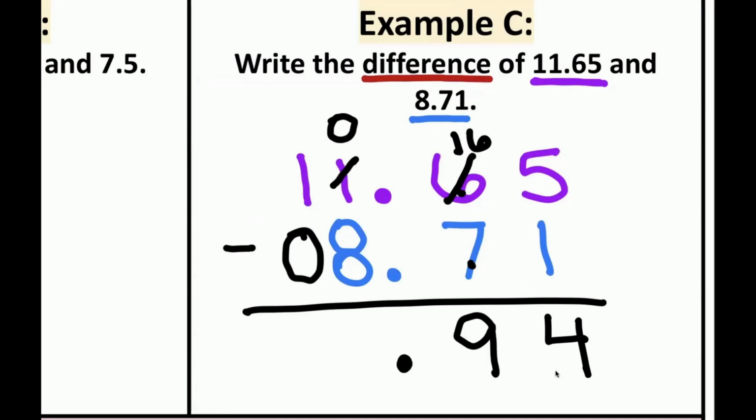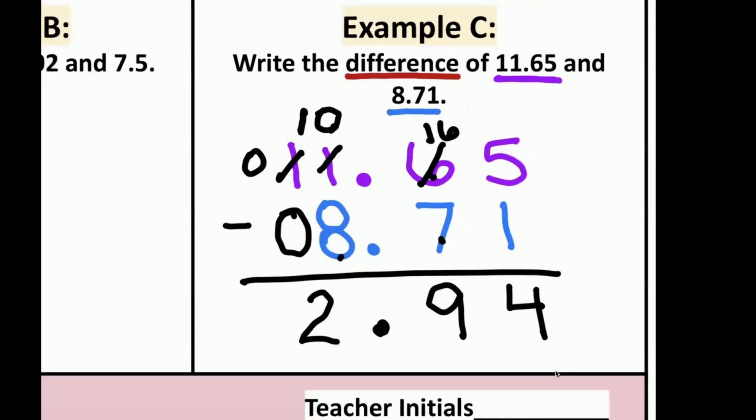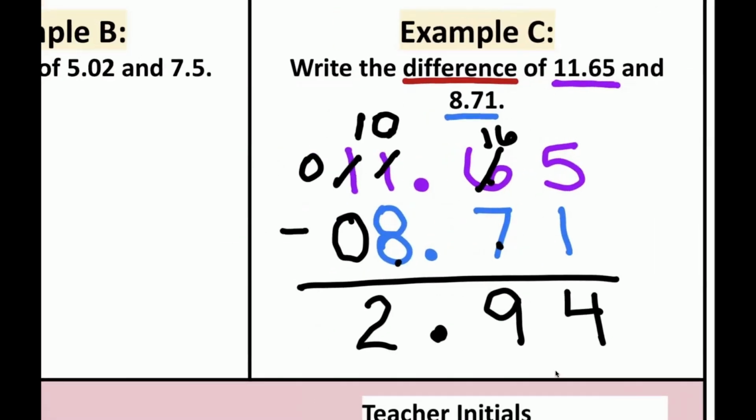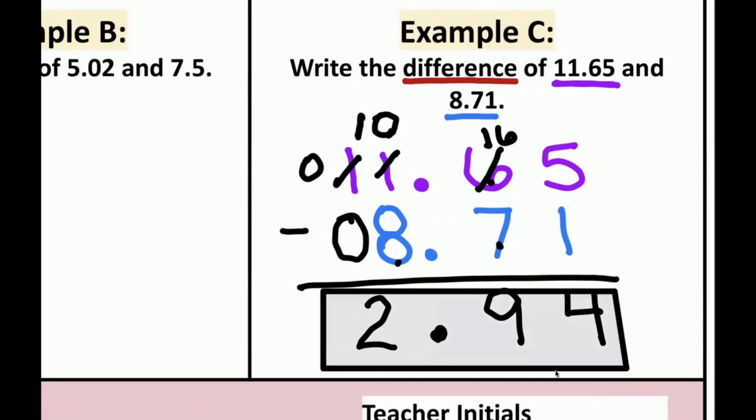I'll neatly bring down my decimals. I cannot spend $8 if I have $0, so I need to borrow again. And remember, you earn $10 every time you borrow. So now I have 10 minus 8, which is 2. And 0 minus 0 is 0. So we got $2, or not $2, 2 and 94/100ths as our answer.